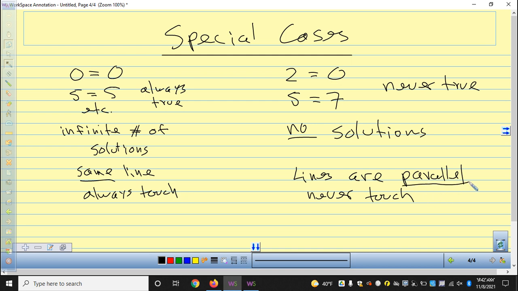All right, so when we get these things, something is always true. That tells us we have an infinite number of solutions. When we graph the lines, they'd be the same line. When we get something that's never true, we have no solutions. That means the lines are parallel. They never intersect.